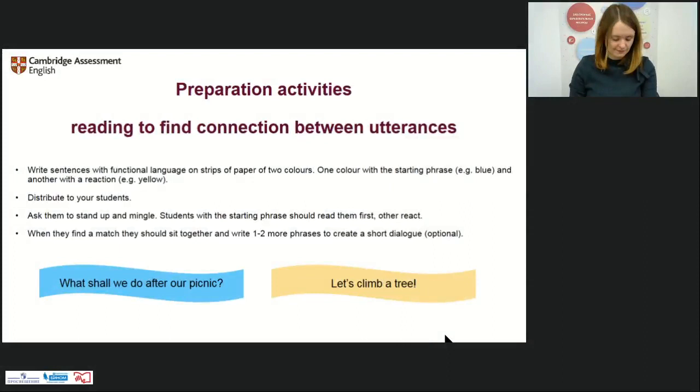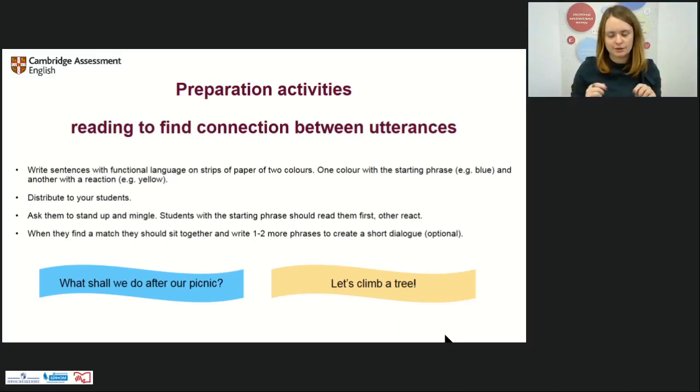Some preparation activities. I've already mentioned that there's a task when they have to use some functional language and find the connection between some utterances. What I would suggest doing here works again for big classes and for small groups, and even for big classes it works much better. So you have to prepare some strips with 2 phrases, preferably of 2 colors. So the first one will be a starting phrase, the second one will be a reaction.